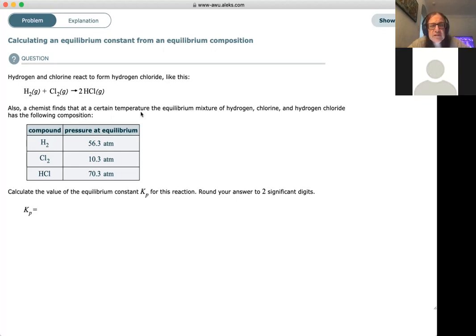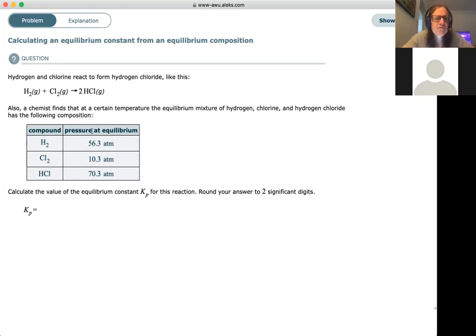Also, a chemist finds that at a certain temperature, the equilibrium mixture of hydrogen, chlorine and hydrogen chloride has the following composition. H2 is at 56.3 atmospheres, Cl2 is at 10.3 atmospheres, and HCl is at 70.3 atmospheres. These are equilibrium pressures, and that's key to this. It makes it a very easy problem. We want to calculate the value of the equilibrium constant Kp for the reaction and round it to 2 significant digits. Typically, equilibrium constants are not known to more than 2 significant digits, occasionally 3, but typically 2.